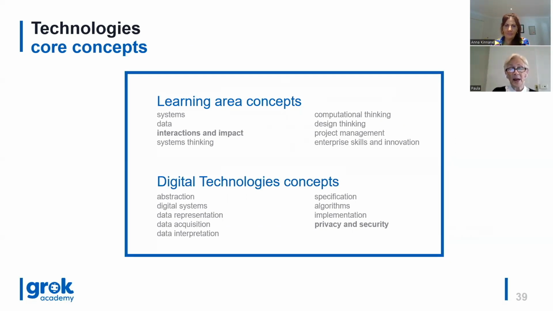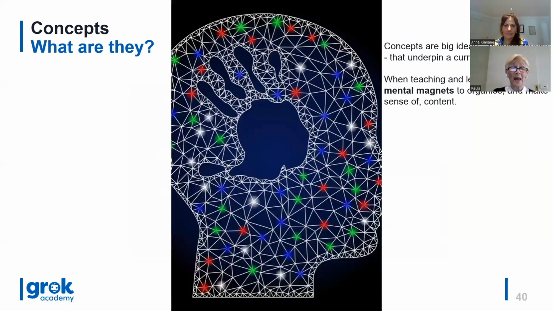As you can see, there's now a set of learning area concepts, and some which are particular to digital technologies and some which are particular to design and technologies. And the two that I've spoken about are interactions and impact and privacy. And what happens is all of the learning area concepts underpin the subject concepts. So there is a really close connection. They are connected, and we will show how a new privacy and security concept has been done.